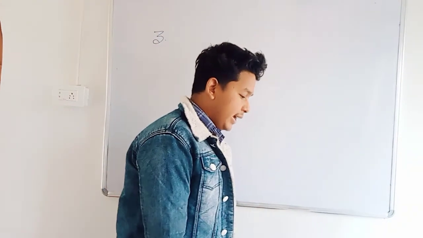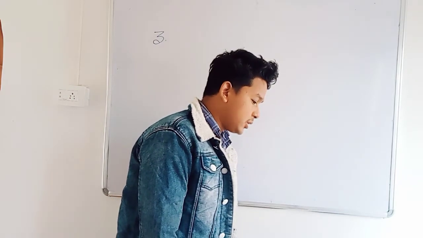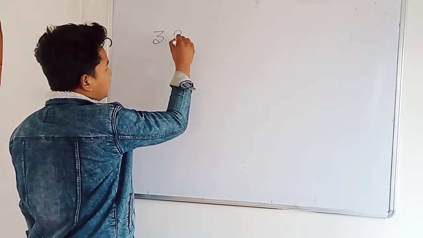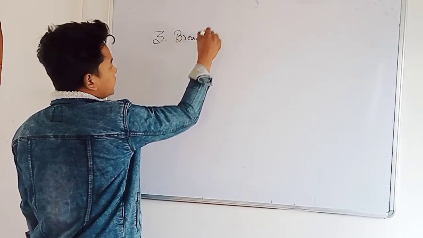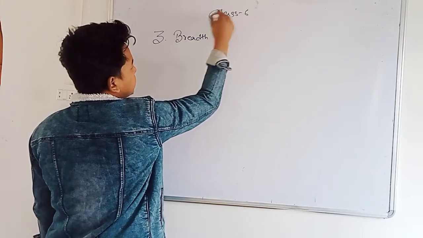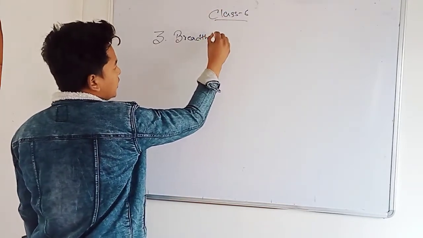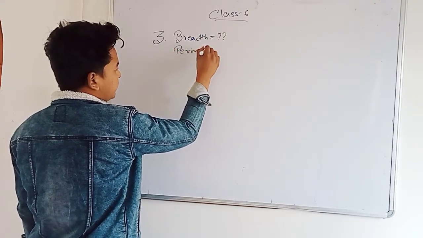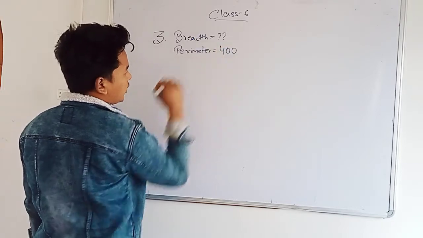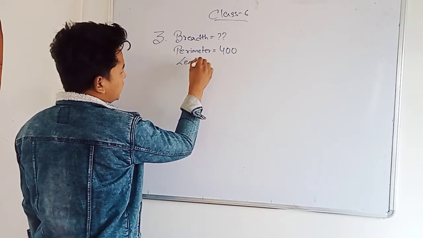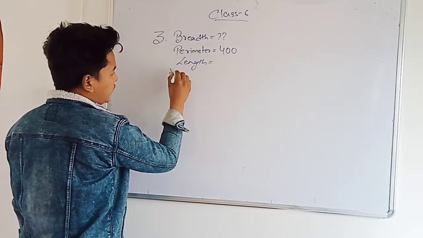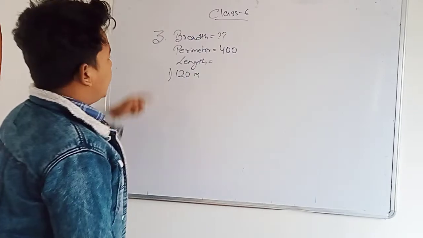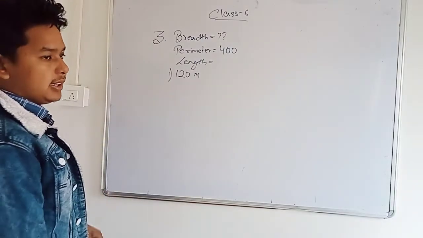Find the breadth of a rectangle whose perimeter is 400 meter and length is given. So you have to find the breadth. Breadth is unknown, perimeter is 400 and length is, for the first question, 120 meter. So how to find the breadth if the perimeter is given and length is given?